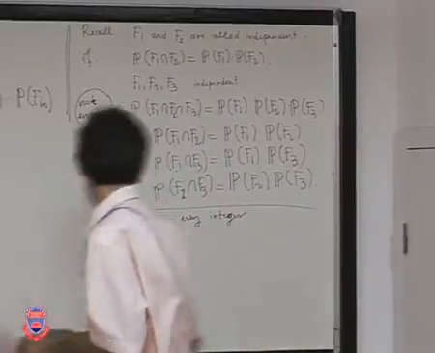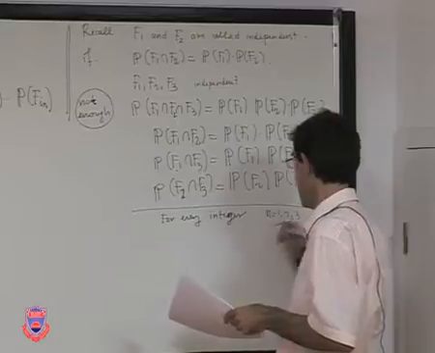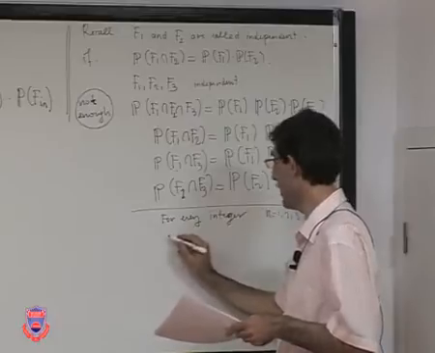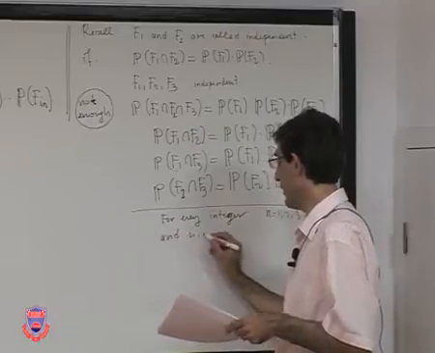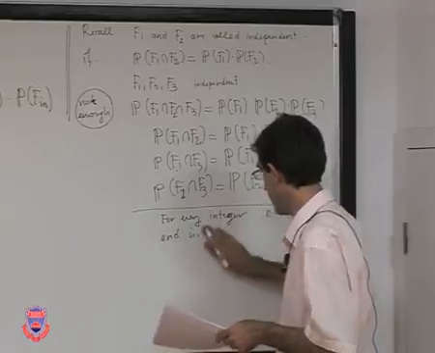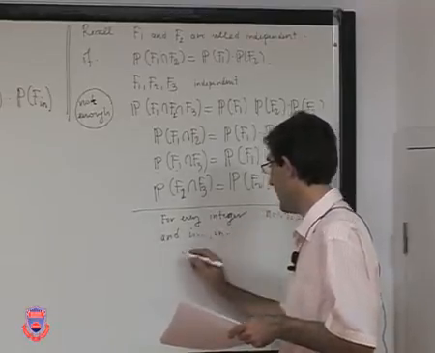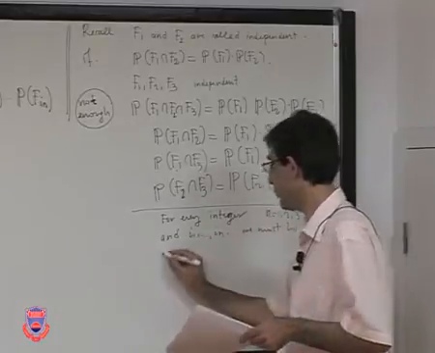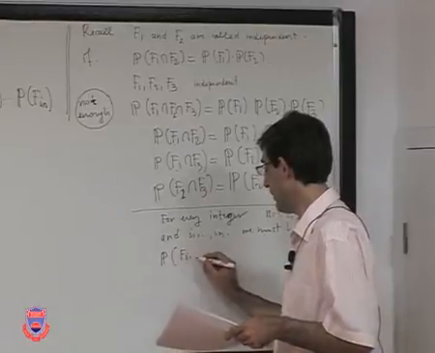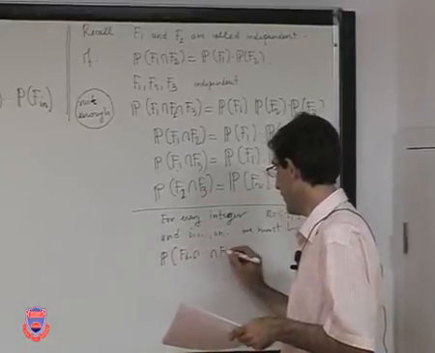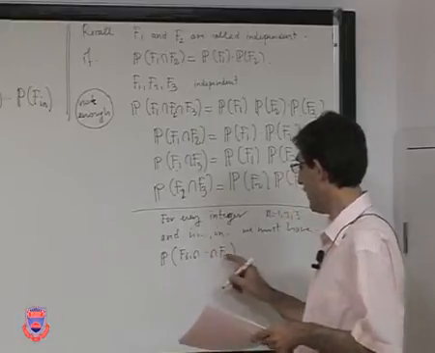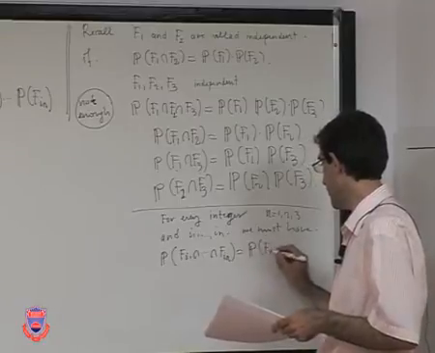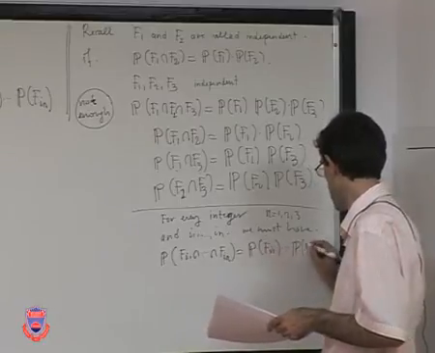Right? For every integer n, 1 and 2 and 3 in this case, because I have only 3 of them. If you say 4, you can just add something else. And for indices I1 through In, we must have that the probability that F_{i1} through F_{in} together happens is equal to the product of the probabilities.